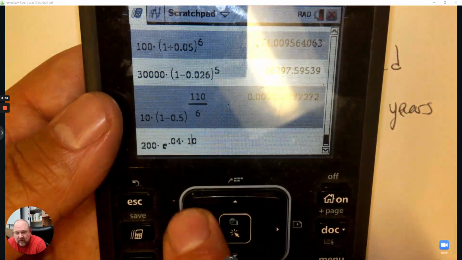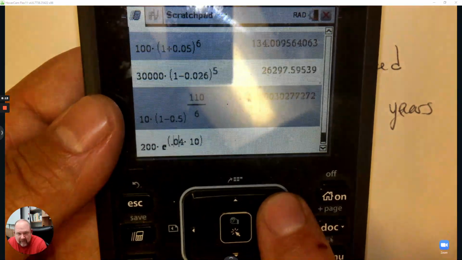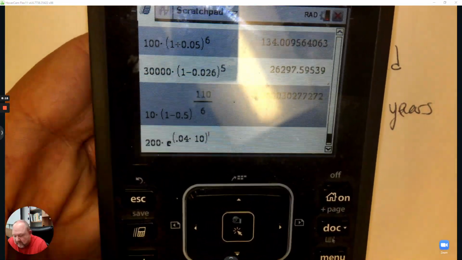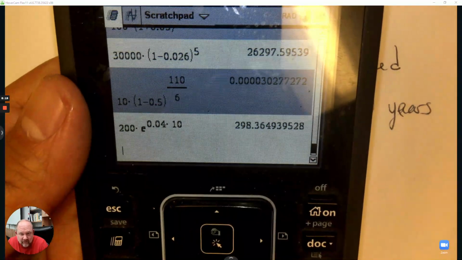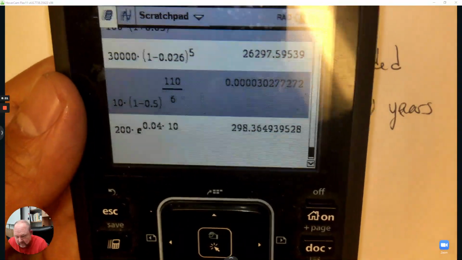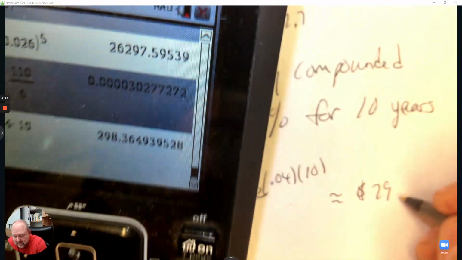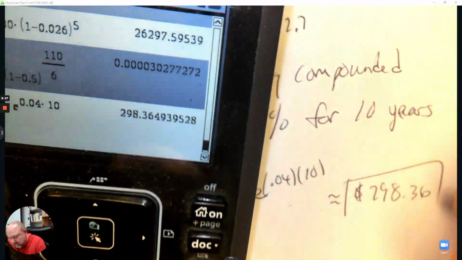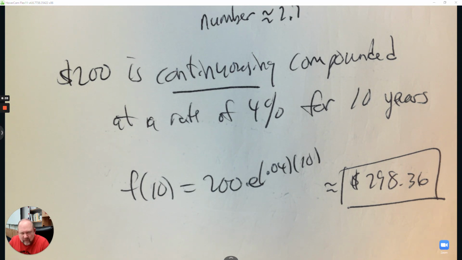If you have an older, like TI-89, you have to make sure you put parentheses around it, or else it won't work. The newer ones, you don't have to do it, but you have to put parentheses around the exponent, and then you should get this answer, which is about $300. $298.36. That's continuously compounded.